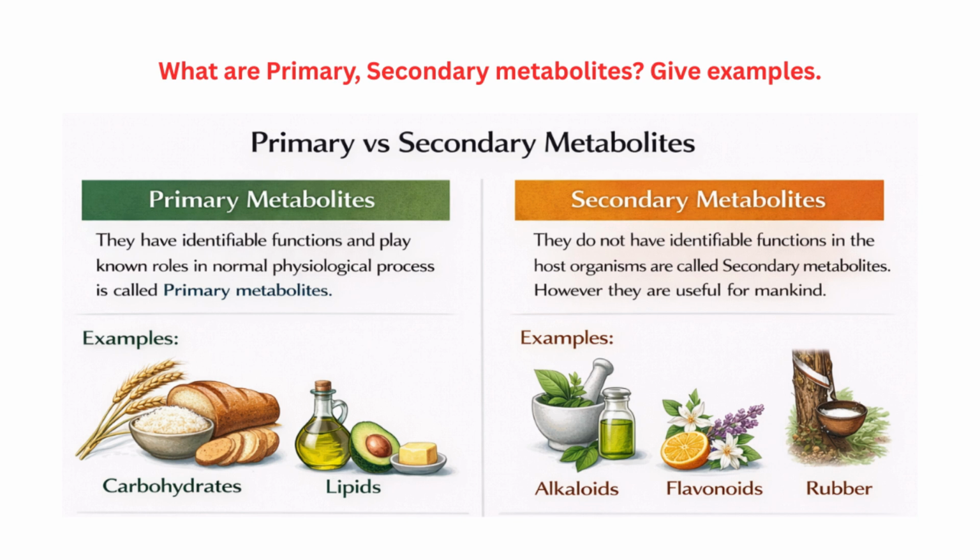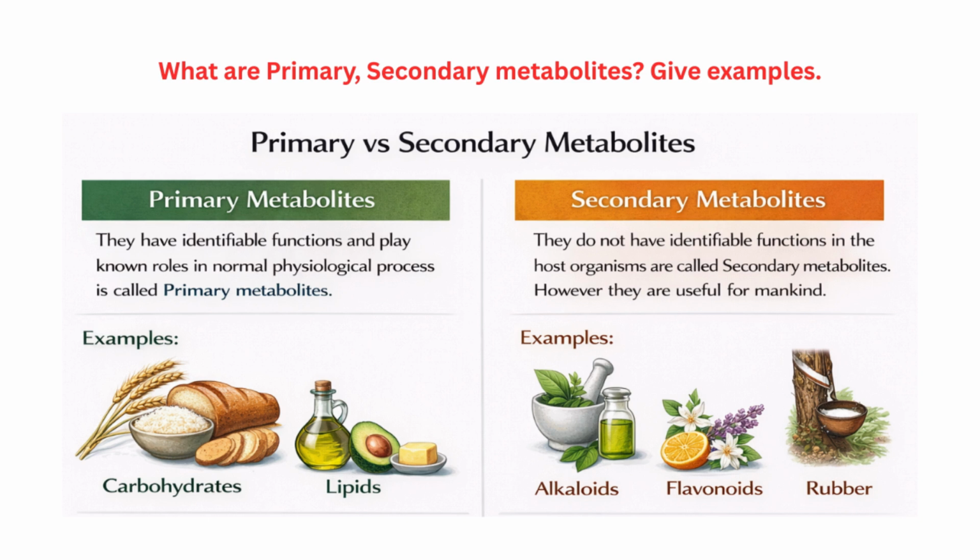5. What are primary and secondary metabolites? Give examples. Primary metabolites: the metabolites that have identifiable functions and play known roles in normal physiological processes are called primary metabolites. Example: carbohydrates, lipids, proteins, amino acids, etc.